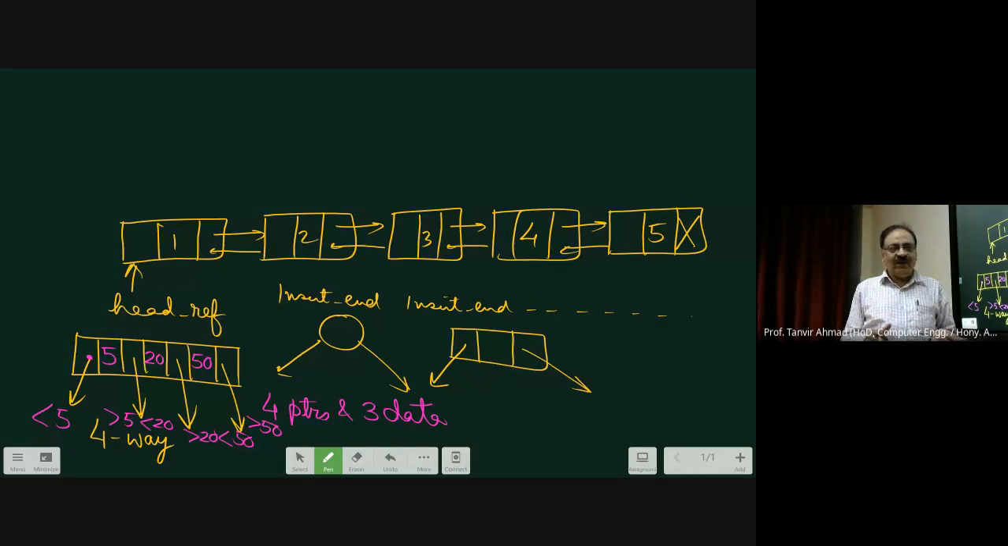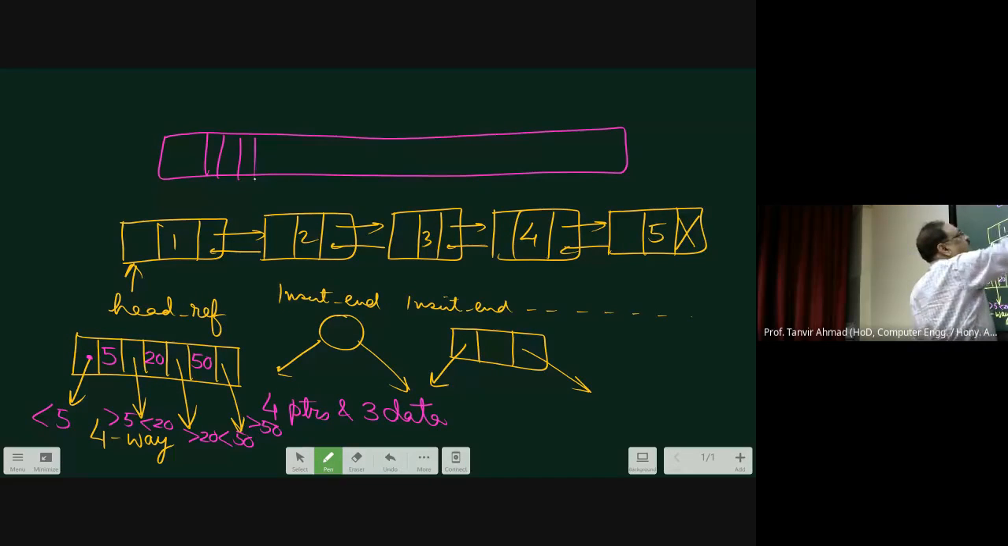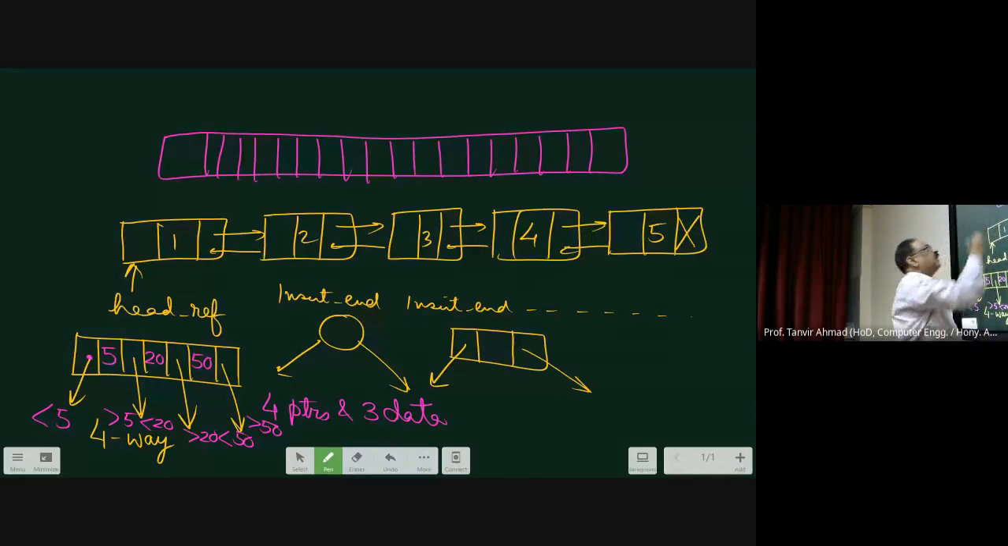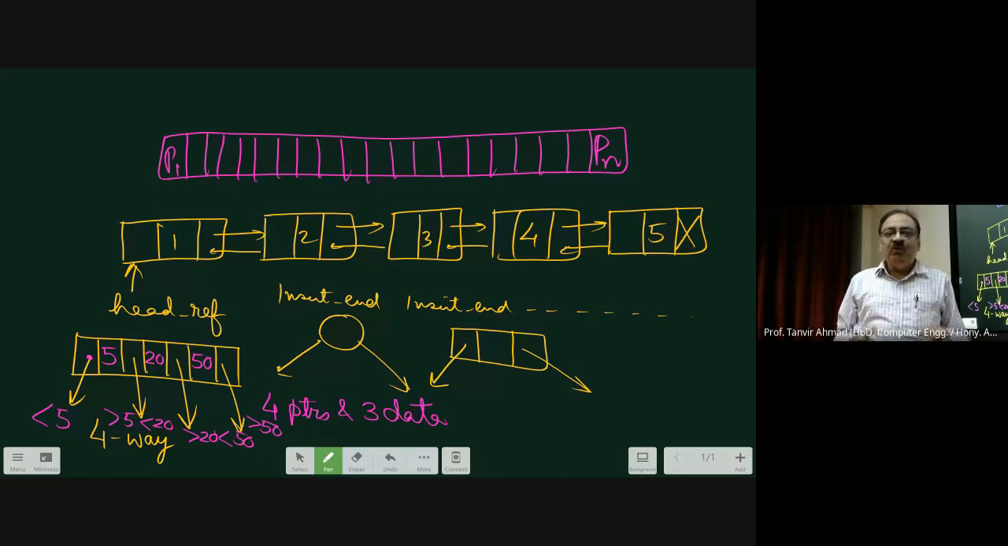Therefore, I can declare a particular linked list like this, where this starts with pointer 1 and this one becomes pointer n. We'll have n pointers. If there are n pointers, how many data will be there? N minus 1 data. That's all. Therefore, it's very useful, and n might become 1000 also. You will study in databases that when we index a database, the value of n becomes 1000, 2000 also.